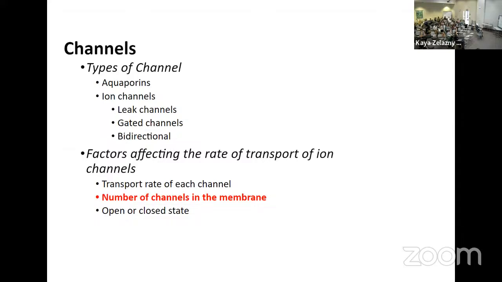Number of channels in the membrane is going to make a difference, just the way it did in facilitated diffusion when we were thinking about carriers. You have more channels, you can get more stuff going across faster. And we're going to care whether they're open or closed. Right? If we have a closed channel, it doesn't matter that the channel is there. If it's closed, nothing's getting across. So slow movement, we open it up, we'll speed it up.